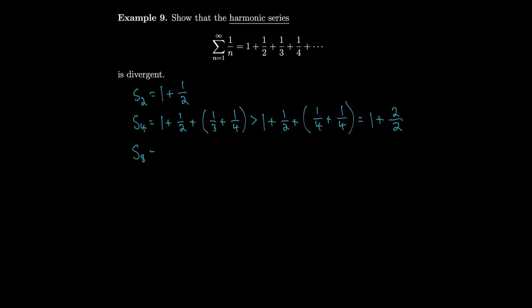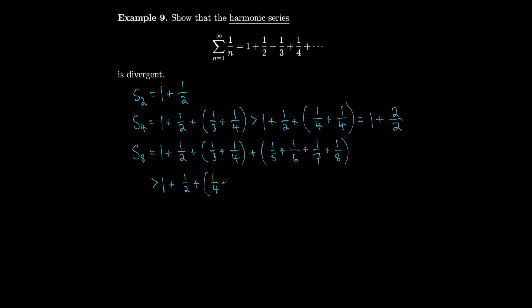So let's take a look at S8. That'll be 1 plus a half plus a third plus a fourth plus 1 fifth plus 1 sixth plus 1 seventh plus 1 eighth, and that'll be greater than 1 plus 1 half plus a fourth plus a fourth as before. And this time for the other terms, I want them to also add up to a half, so I'll make them all 1 eighth. Because 1 fifth plus 1 sixth plus 1 seventh, those are all bigger than 1 eighth.